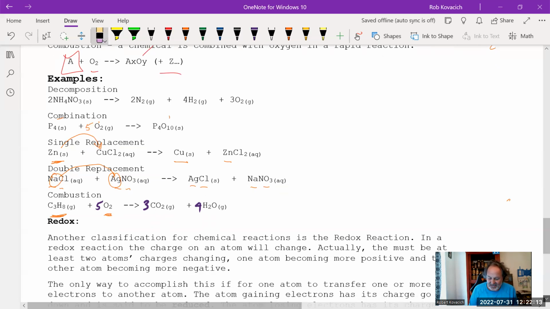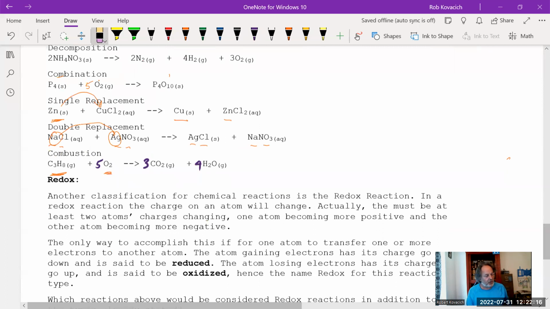Okay, there is another type of classification for a chemical reaction, and it's called a redox reaction. And redox stands for oxidation and reduction. You've probably heard oxidation before, but possibly not reduction. So when an atom changes its number of electrons, either gains electrons or loses electrons, it's said to be either reduced or oxidized. So anything that gains electrons is said to be reduced.